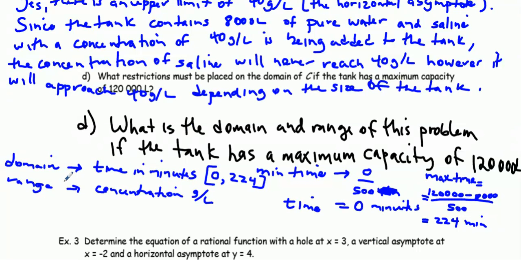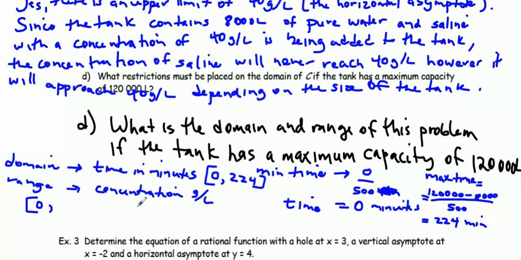And then the range, remember, is a dependent variable, so the range depends on the domain, and so we are going to figure out what our concentration would be if we added 0 saline. And obviously if we added 0 saline, the concentration would be 0 because we started with pure water, which had no salt in it, right? That one was easy.